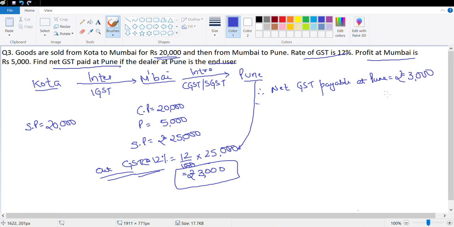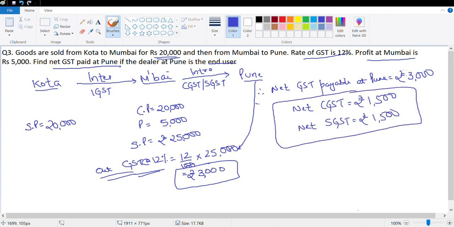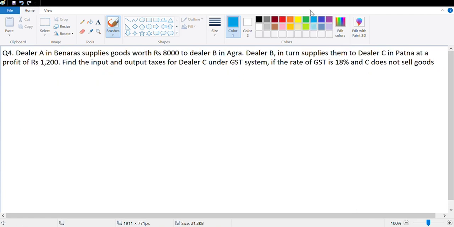Now, since there are two components to it and this is an intrastate transfer, which means net CGST is equal to rupees 1,500 and net SGST is equal to rupees 1,500. So that's my final answer. 3,000 is the net GST, which has two components, SGST and CGST. Let's look at the next question. The next question that we do is question number 4.